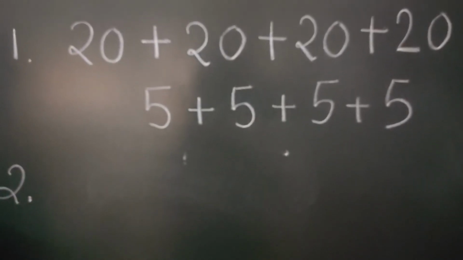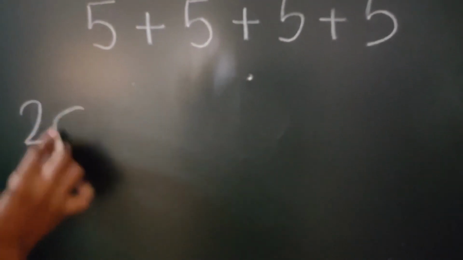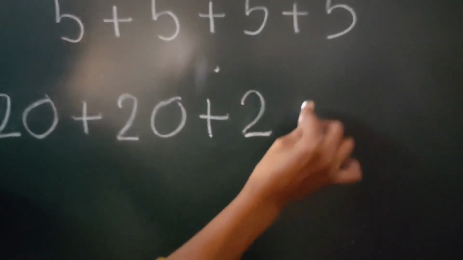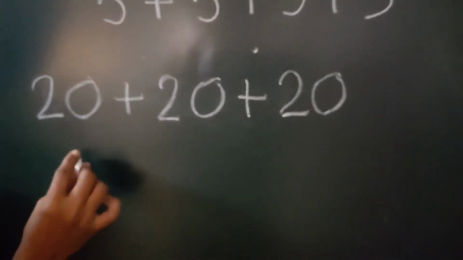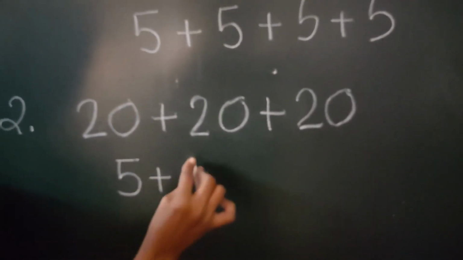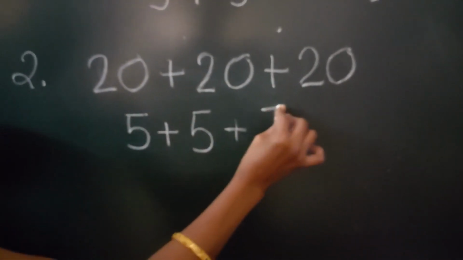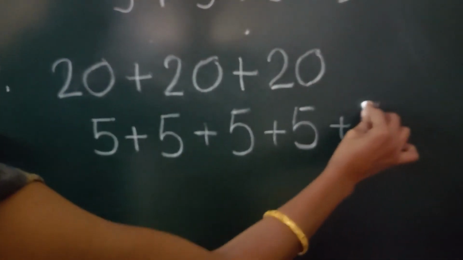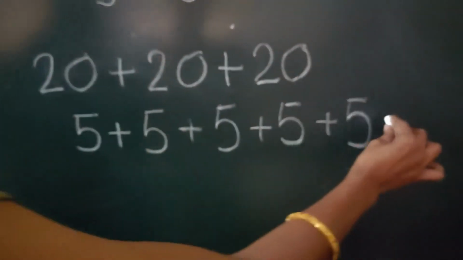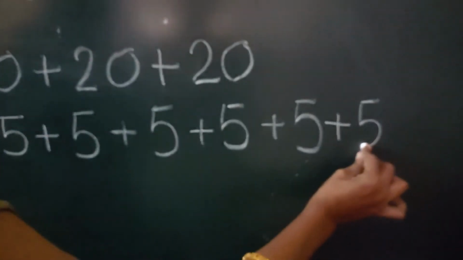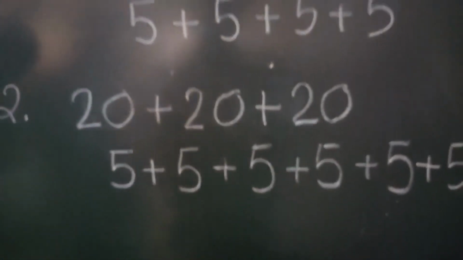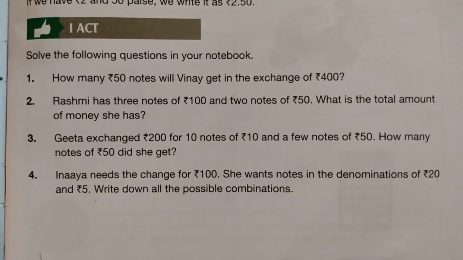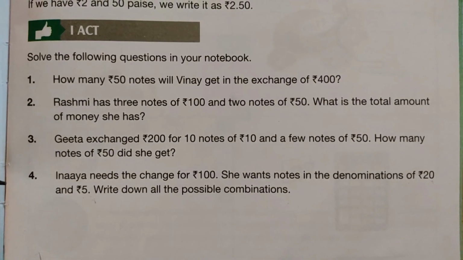Let's see one more combination. 20 rupees, 3 notes and 5 rupees, 6 notes. So like this, children, try to make possible combinations for rupees 100. So children, solve question number 1, 2, 3 and 4 in your maths notebook.